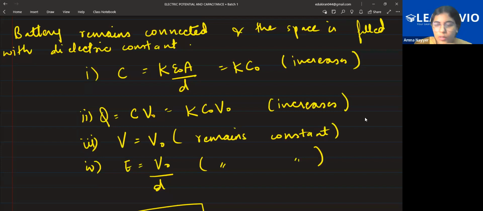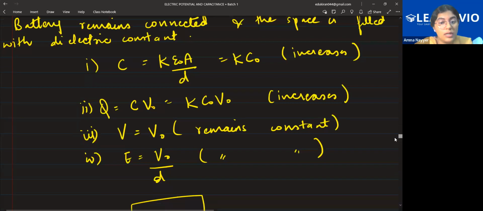Then charge is equal to C V naught. Now capacitance is being multiplied by K, so charge also increases by K times. This is important, which you have to remember. The potential remains constant, and since the potential remains constant, the electric field also remains constant. This is the case when the battery remains connected and the space is filled with a dielectric.